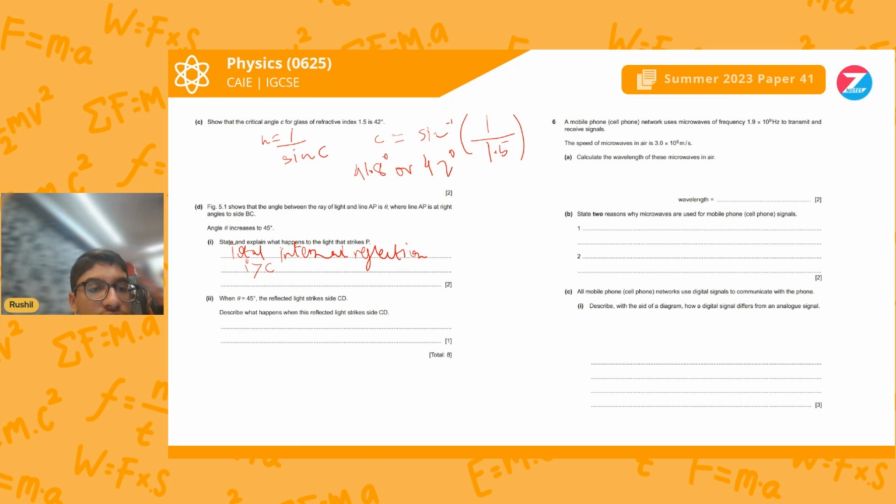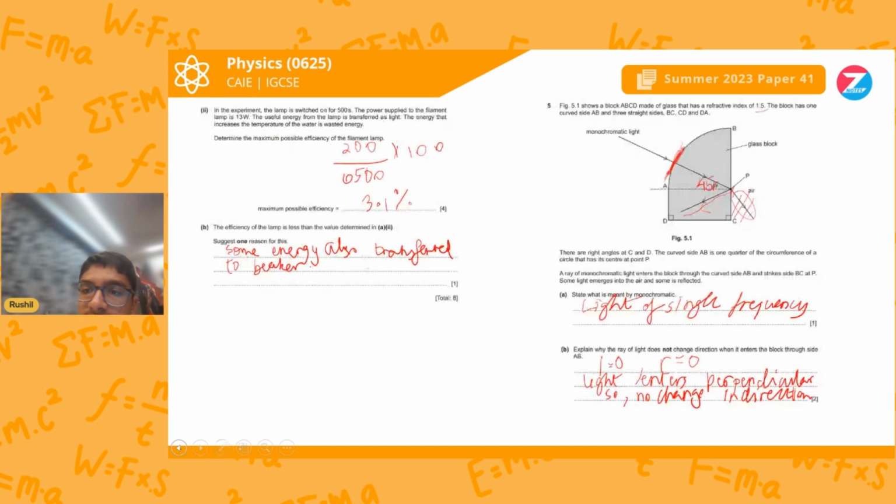When theta is equal to 45 degrees, the reflected light strikes side CD. Describe what happens when this reflected light strikes side CD. Now, side CD is this side. We have the exact same case here because as it strikes side CD, the angle of incidence is still 45. According to the laws of reflection, the angle of incidence is equal to the angle of reflection. So this angle is also 45.